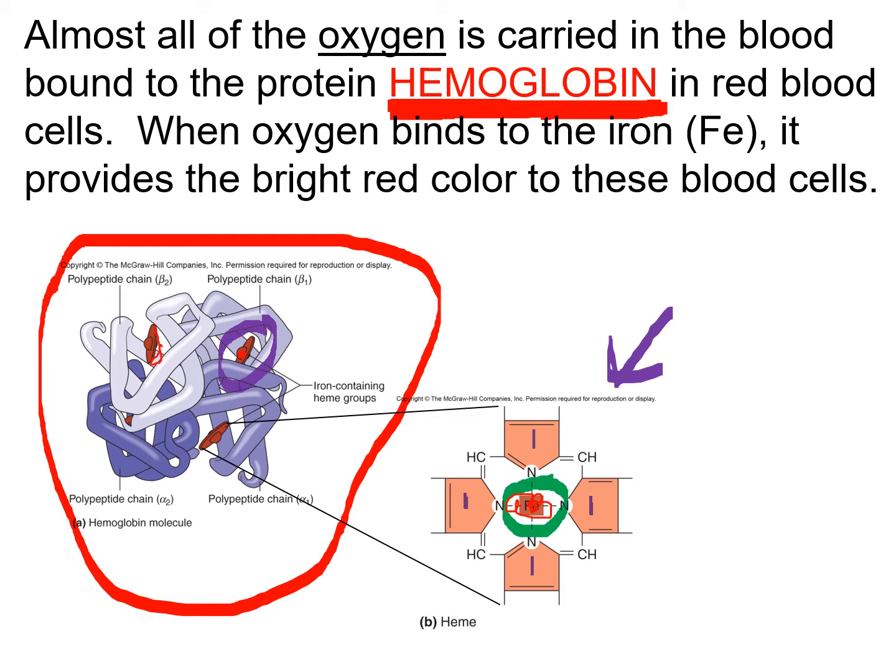So the iron here in the center, the Fe, is where the oxygen actually binds. It chemically binds to the iron. And when O2 binds to the iron of hemoglobin, it changes the color. It becomes very, very bright red.